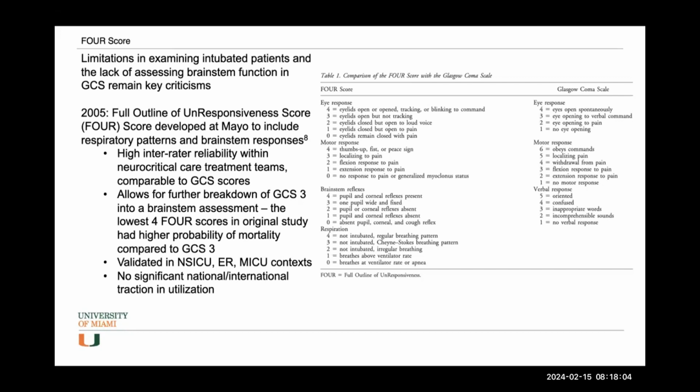It allowed for further breakdown of GCS-3. So when you were able to incorporate the brainstem assessment, you were actually able to have 4 additional scores underneath it that were able to be predictors of mortality compared to just saying that a patient had been GCS-3. And these were validated across multiple hospital contexts.